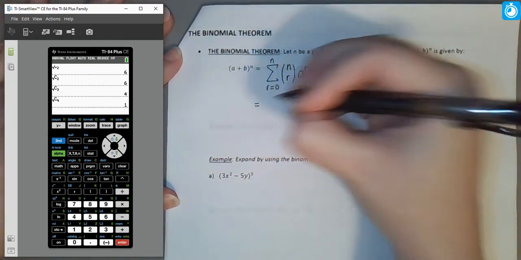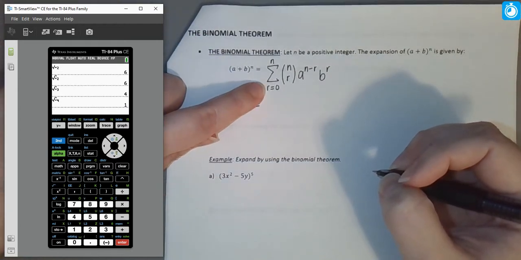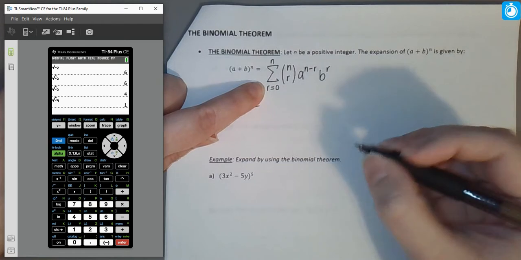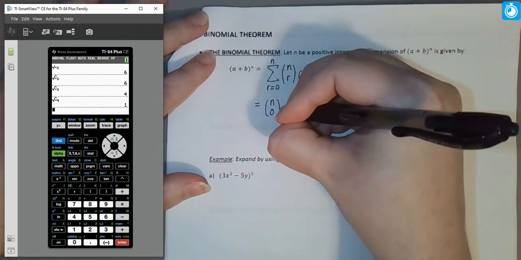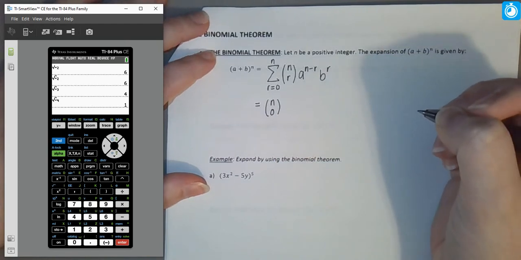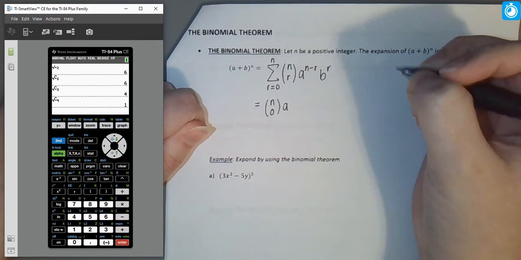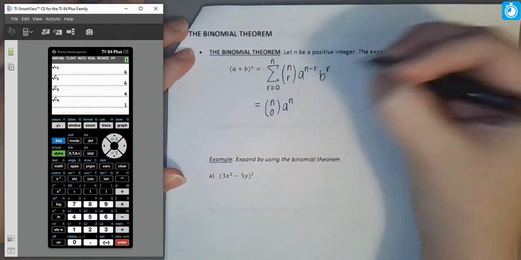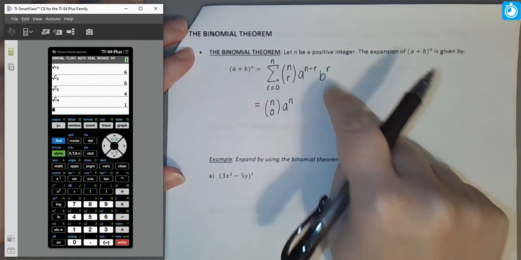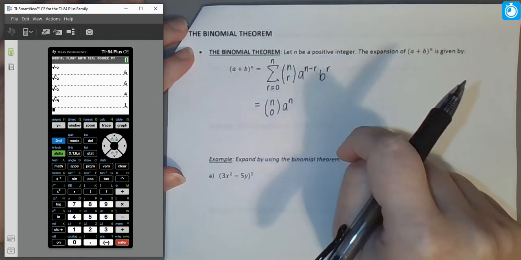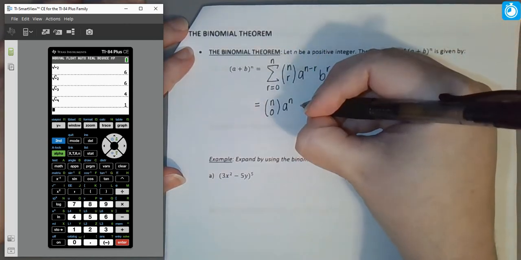So what would this actually look like if we expand it out and go term by term? Well, we'll start with r equals 0. So that will be n choose 0, whatever that happens to be, times a to the n minus r, so n minus 0, which will just be n, times b to the r power. Well, if r is 0, that's just b to the 0 power, which is just 1, so we don't have to write it.